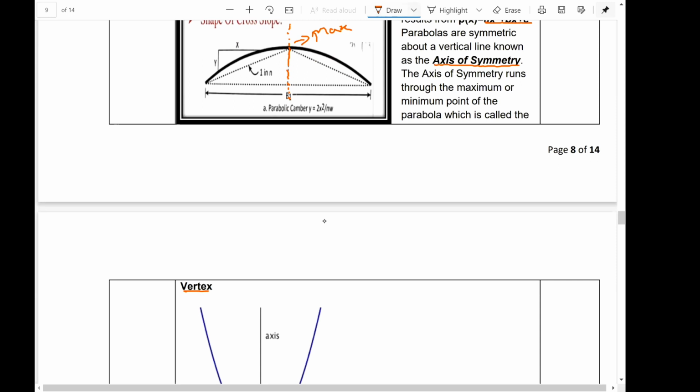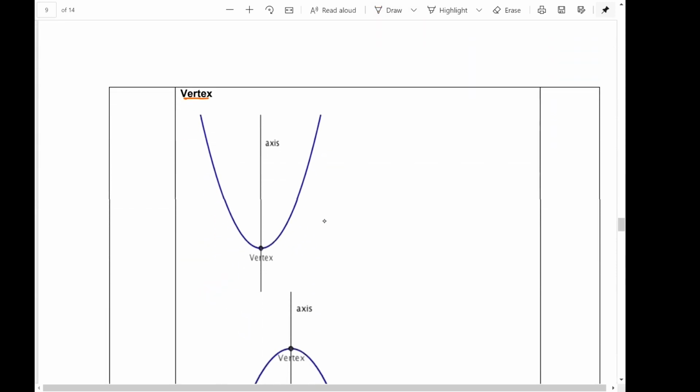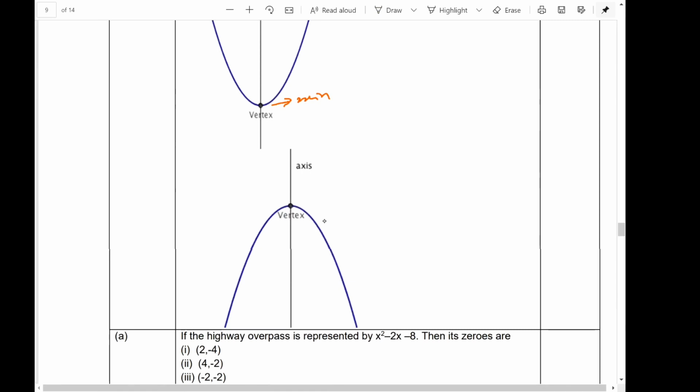And in the next figure, you can see a minimum point. So in this one, it's a minimum point, that's a vertex. And in this type of parabola, it is the maximum point, and that is also called the vertex. So two terms are explained there, axis of symmetry and the vertex. Based on this, we have quadratic polynomial type questions.